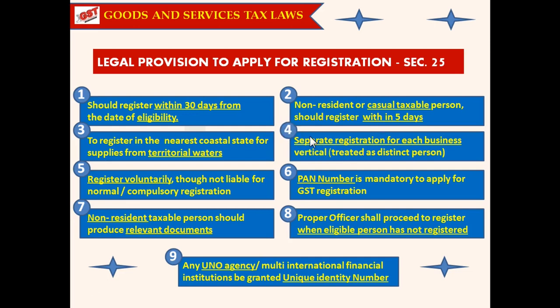Then a separate registration is required for each business vertical. You have different business verticals, different business models, and you have to register separately for all business models or verticals. Though the PAN number is the same, you have to register separately for each business vertical. Then you can register voluntarily under this section 25, though not liable for normal or compulsory registration. And the PAN number is mandatory to apply for GST registration.